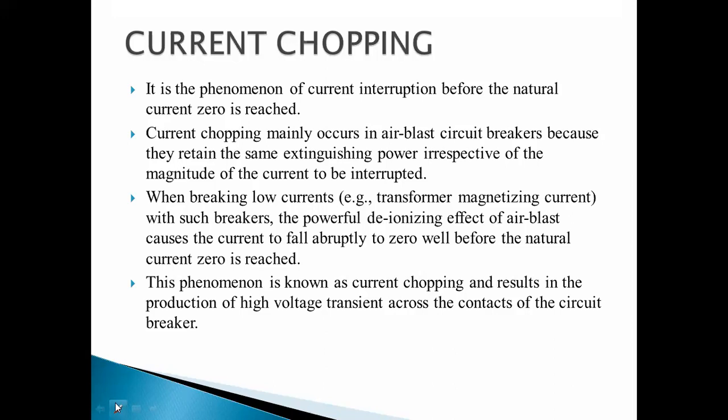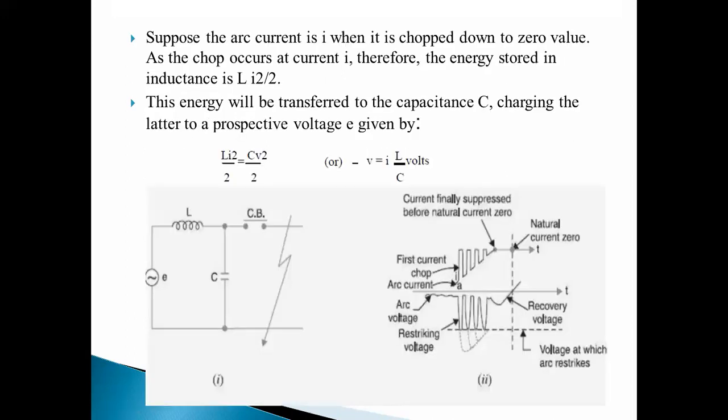So these points we have seen in the last lecture. Here this is shown: this is the natural current 0 point, and before that only, this current 0 has occurred here.